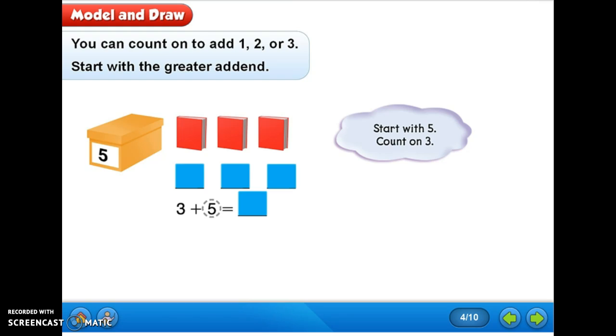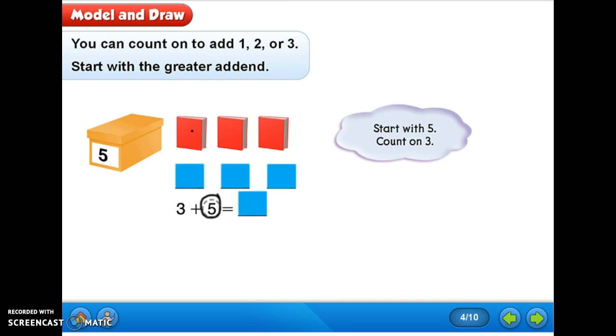So look at the problem down here. 3 plus 5 equals. So what is my greater number? That's right. My greater number is 5. So I'm going to circle my greater number. And that's the number that I'm going to start at. All right? So next to my 5, I have 3 books because I'm adding 3 more. I'm going to count on 3 more.